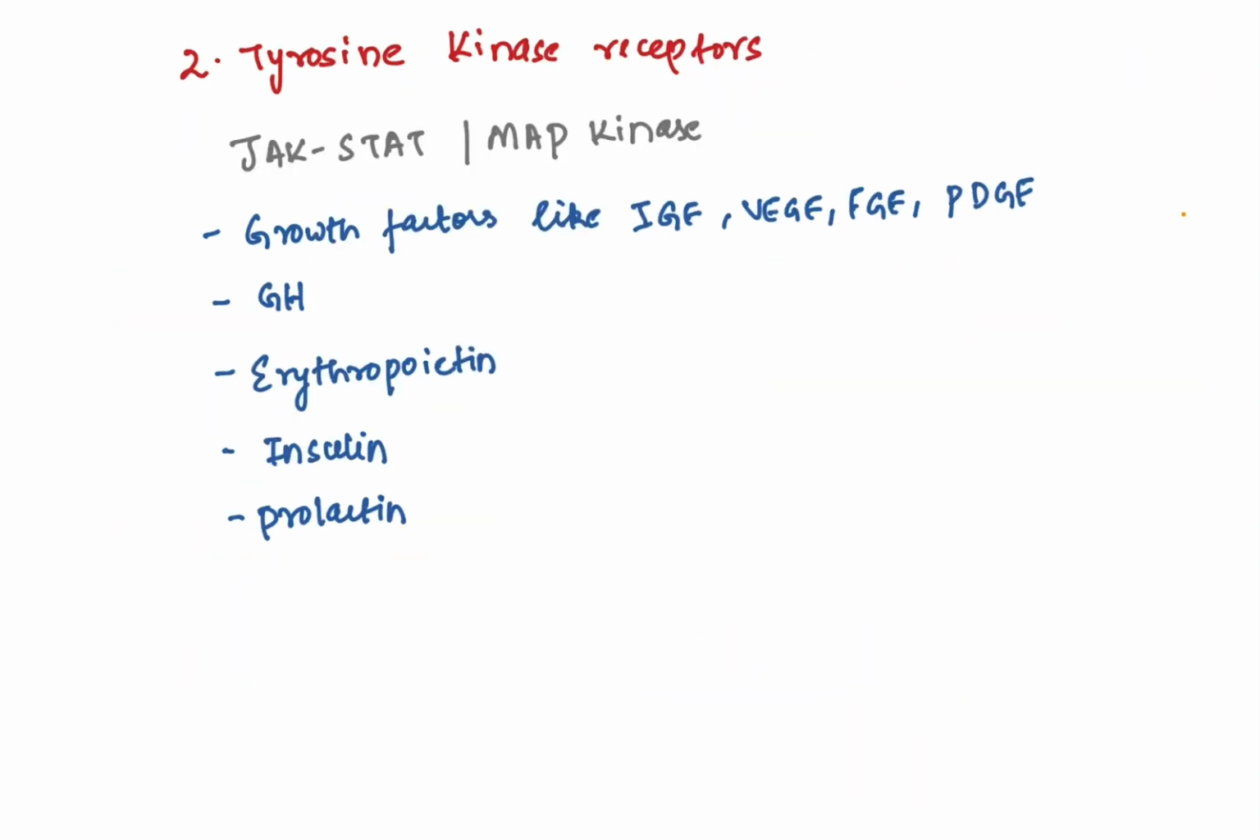Finally we come to tyrosine kinase receptors that act via the JAK-STAT pathway or MAP kinase pathway. The hormones that come with the tyrosine kinase receptors are growth hormone, erythropoietin, insulin, prolactin, and growth factors like insulin like growth factor, vascular endothelial growth factor, fibroblast growth factor, platelet derived growth factor.